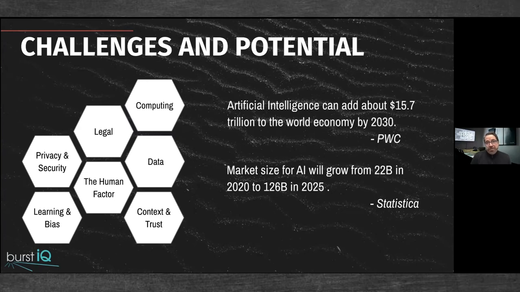Underneath, you'll see the market size for AI and AI solutions in that spectrum we talked about grow from $22 billion in 2020 to $126 billion in 2025.